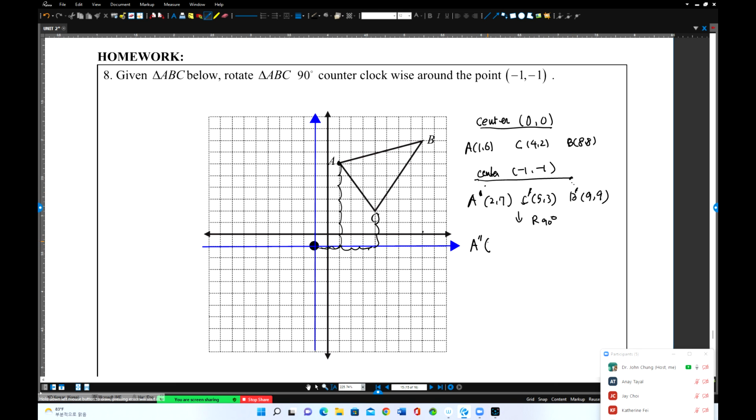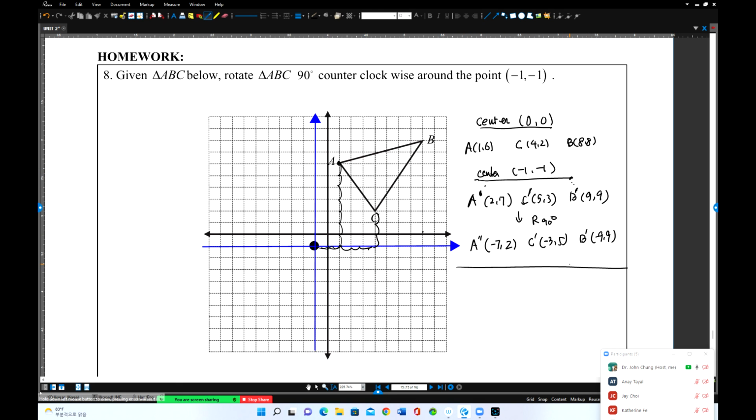A prime is what? Switch x and y; the first number is 7, right? Negative 7 and 2. C prime is what? Switch the two numbers, first number is negative: negative 3 and 5. B prime, switch each other, the first is negative: negative 9 and 9. But still, this one is still negative 1, okay?